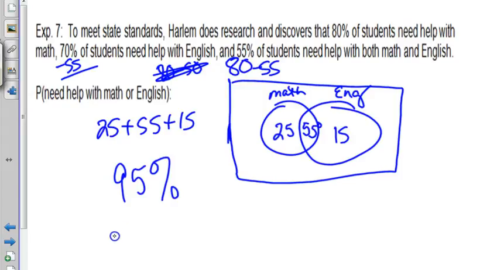Need help with only math or only English. If it said and, then you'd want just the 55% in the middle. But you have to think of it like this: if I said, how many people are wearing red or blue? If I ask, are you wearing red or blue? Well, if you're wearing both, you're still wearing red or blue, right?